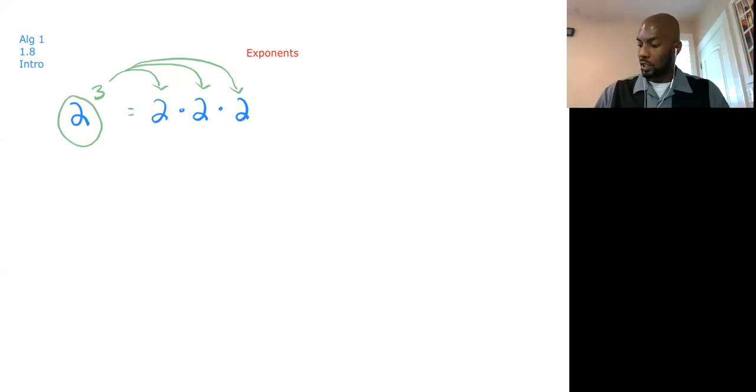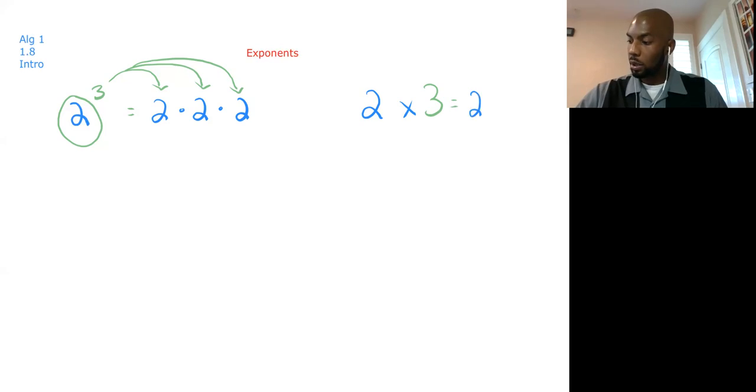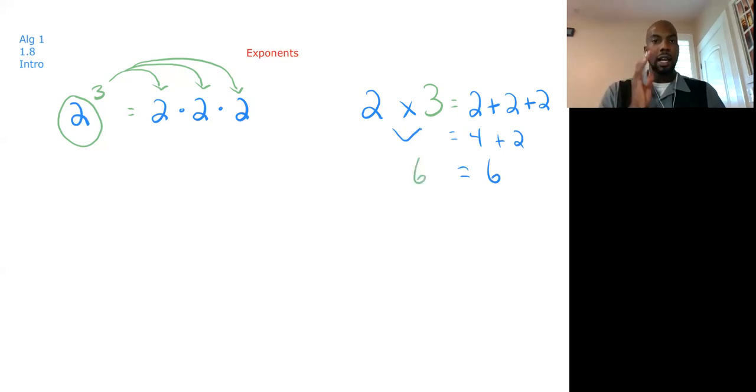Remember when we were doing addition. Addition would tell you how many times that you should add something by itself. So 2 times 3 was 2 plus 2 plus 2. 2 plus 2 is 4. 4 plus 2 is 6. 2 times 3 is 6. That was multiplication, repeated addition. Exponents, on the other hand, are repeated multiplication. It's just the next step up.